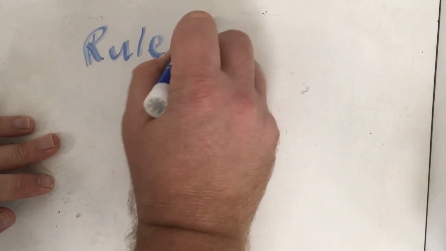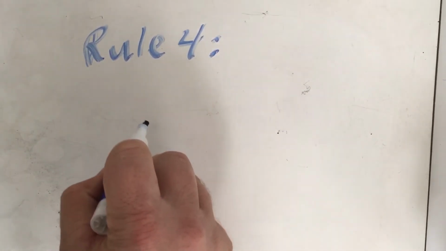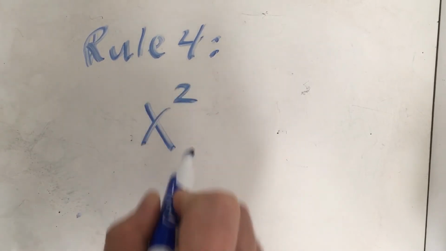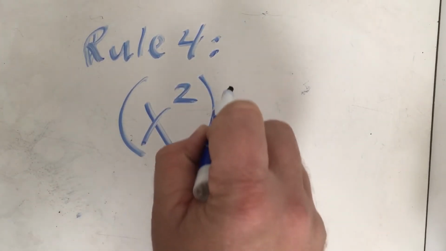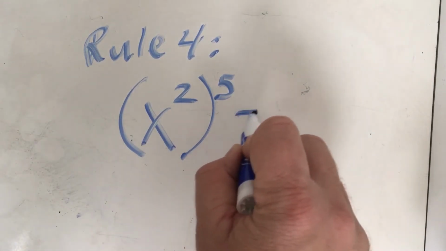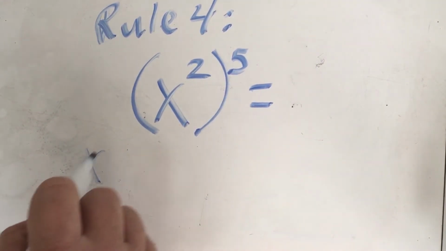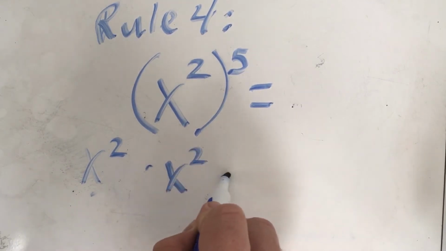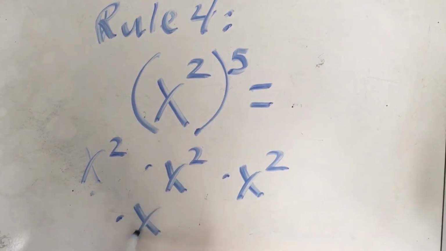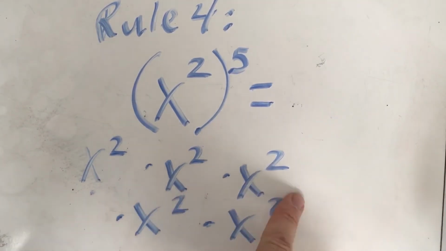Rule number 4 kind of goes in companion with rule 3. It goes like this. Let's say you had something like x squared in parentheses being raised up to the 5th power. Now, the answer, let's think about it. What does x squared to the 5th power really mean? It means you should have 5 of those x squareds. So 1, 2, 3, 4, 5.